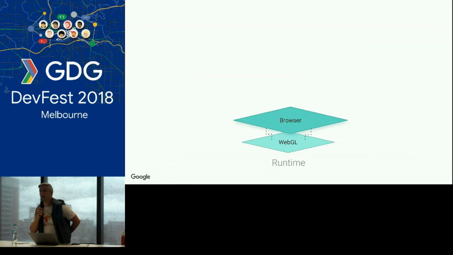What does the API look like? The browser comes standard: the user has a browser, they bring it with them. All modern browsers support WebGL. If they happen to have hardware acceleration, like a GPU, WebGL will use that, but if they don't, it still runs on CPU. So the user brings that with them.